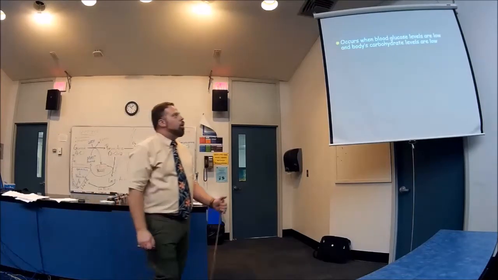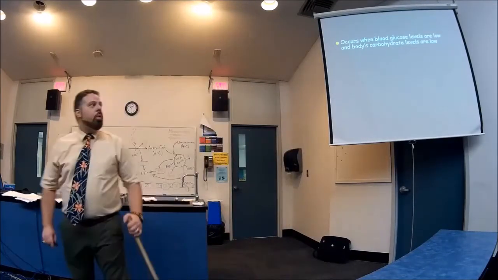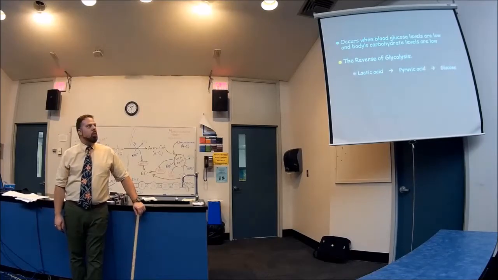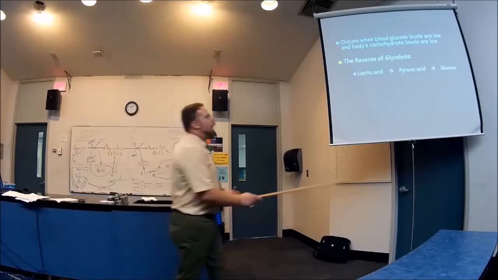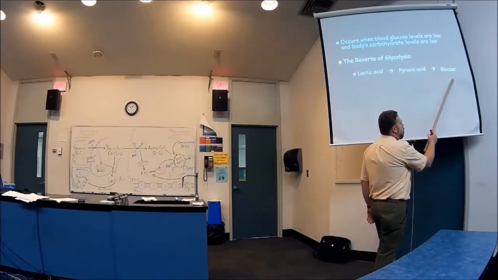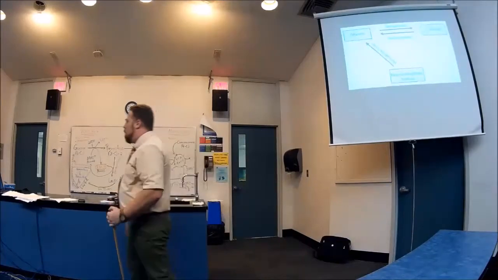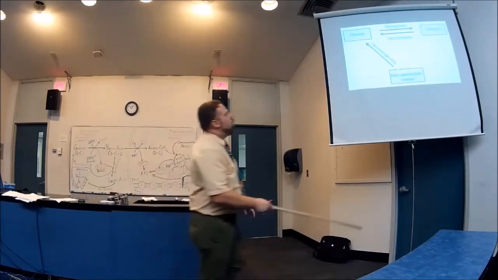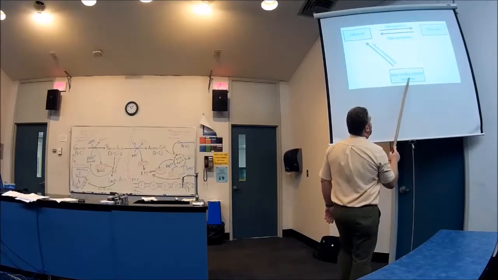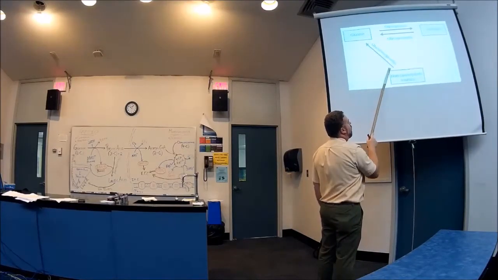All right? It occurs when blood glucose levels are low and the body's carbohydrates are also low. And it has to go through this. It's basically the opposite of glycolysis. You're going to go from lactic acid to pyruvic acid to glucose. All right? So, basically, non-carbohydrate sources make glucose by way of gluconeogenesis.